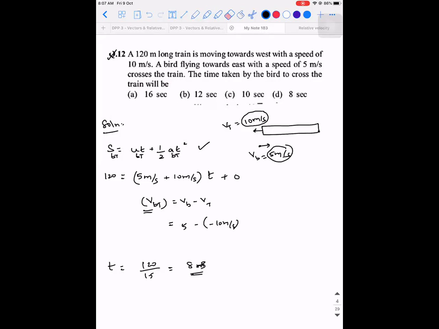I hope you guys understood when to use relative velocity and when not to use it. Right? Yes, sir. And you can expect these kinds of questions also. Sometimes you can just solve it in 10 seconds. So is there an option 8 seconds? Yes. So that was the 12th one. Next.